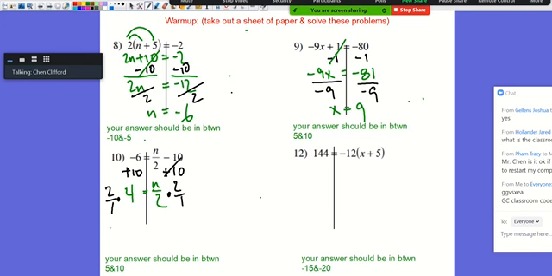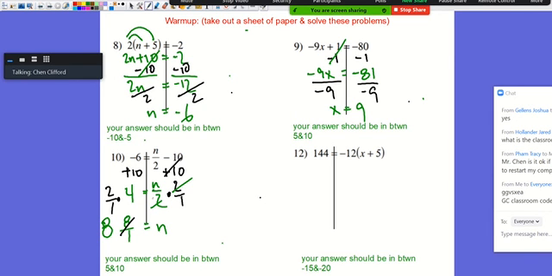Now these cancel, and I get 8 over 1 equals n. 8 over 1 is basically the same as 8.